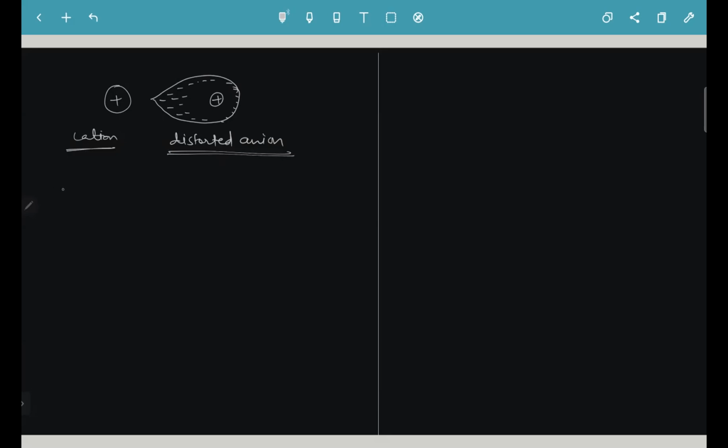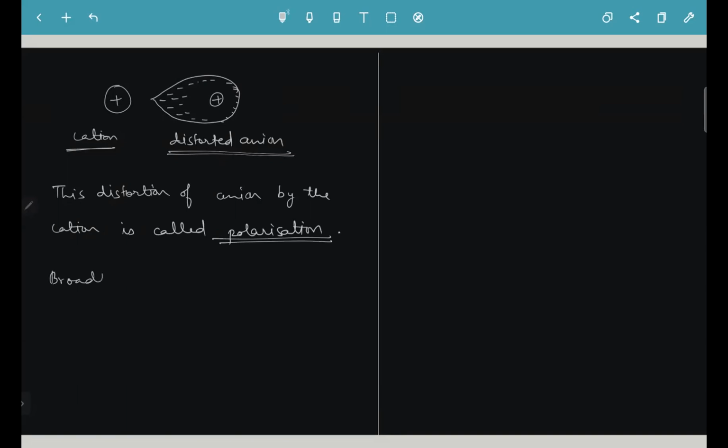Okay. This distortion of anion by the attraction of the cation is called the polarization. It's very important here. This distortion of anion by the cation is called polarization. Broadly speaking, polarization is redistribution of electron density.